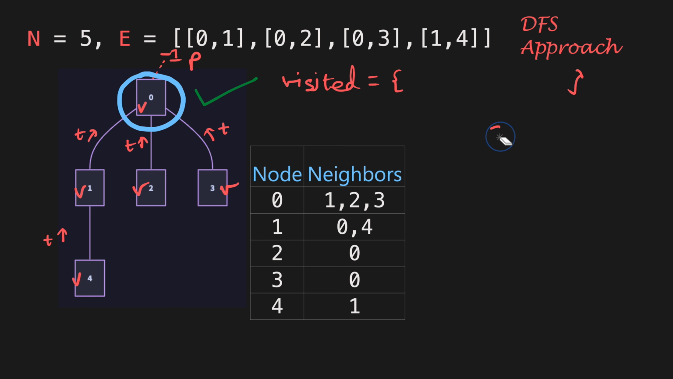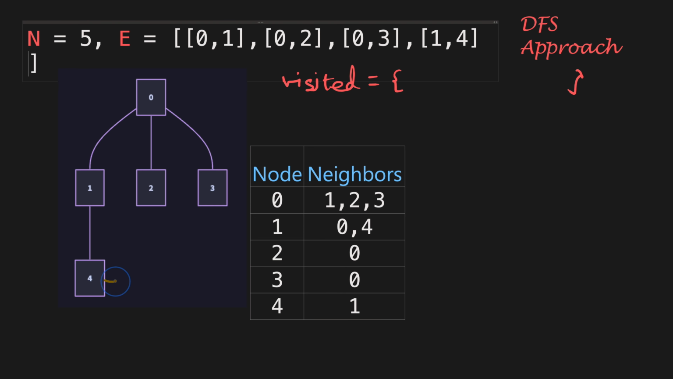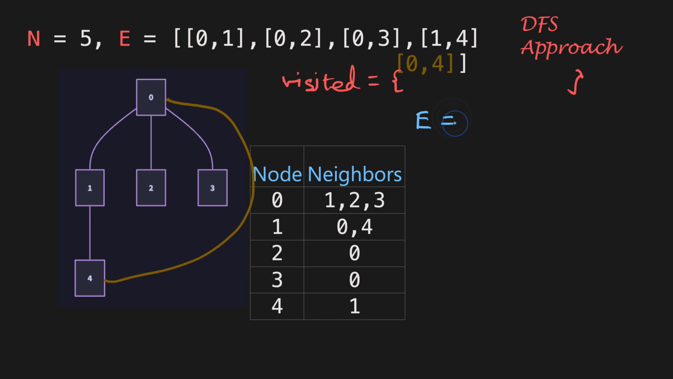Now let's look at one more example, this time with a graph that has a cycle, where we also have an edge from node 0 to node 4. Again, first we check for edge count. N is 5 and the number of edges E is also 5. Since E is not equal to n minus 1, we immediately know that the answer here is false. But for the sake of understanding, let's see how DFS would find the cycle.